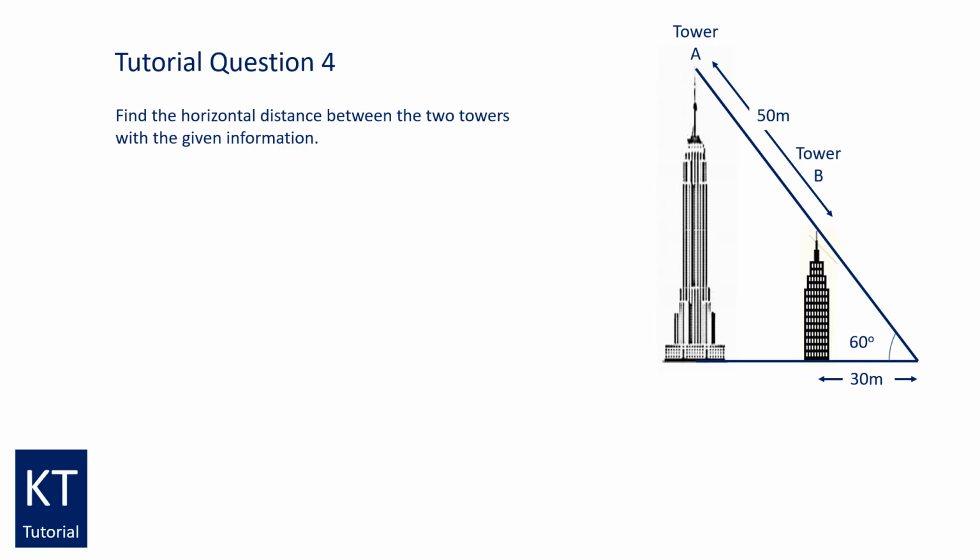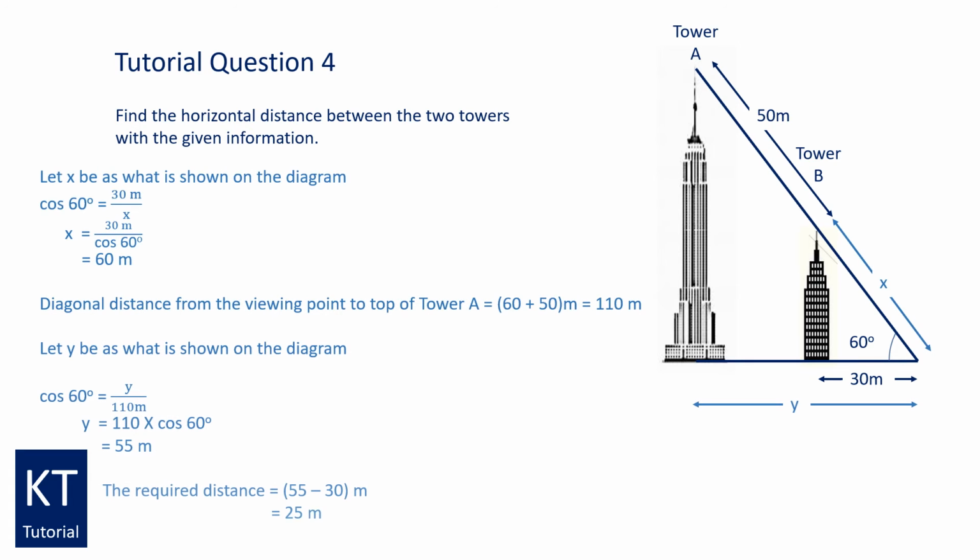Tutorial question 4. Find the horizontal distance between the two towers with the given information. Let x be as what is shown on the diagram, and by applying what we know on trigonometric ratios, we could solve for x being 60 meters.